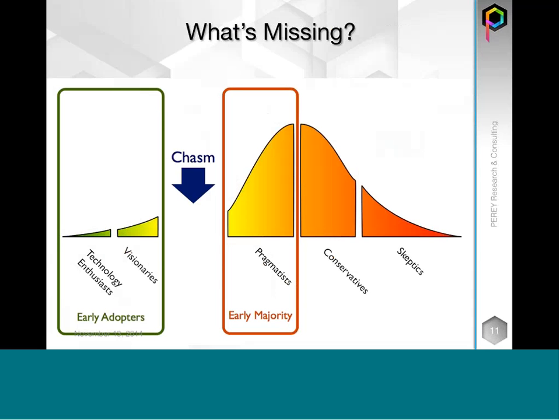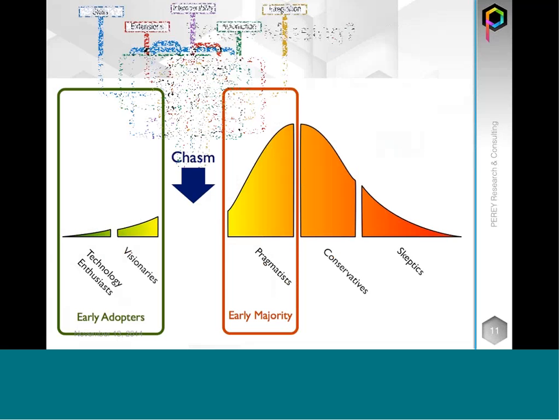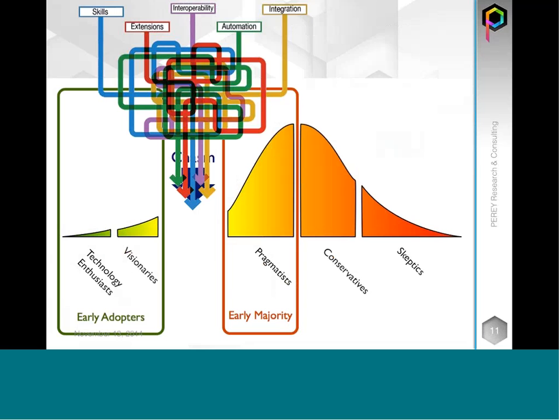This is a classical picture that you've probably seen before describing the chasm between the early adopter and the early majority. So the question we have is, what's missing? What exactly needs to be done to fill the gap? Well, first of all, many more people need to be trained and have the skills to build AR experiences as well as to use them. So we have a lot of education to do.